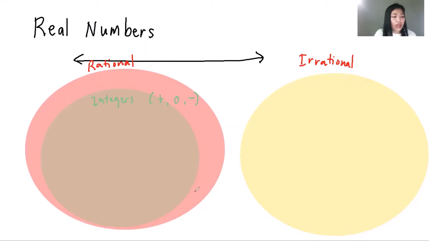Okay? The integers are classified as negative, 0, and positive. The integers also include the whole numbers. Okay? So if you are classifying only the 0 and the positive, that's what you call the whole numbers.